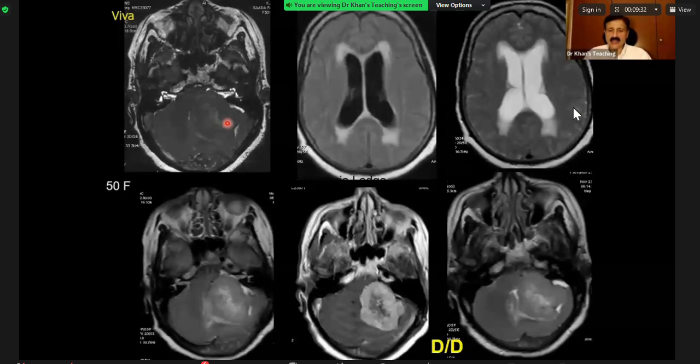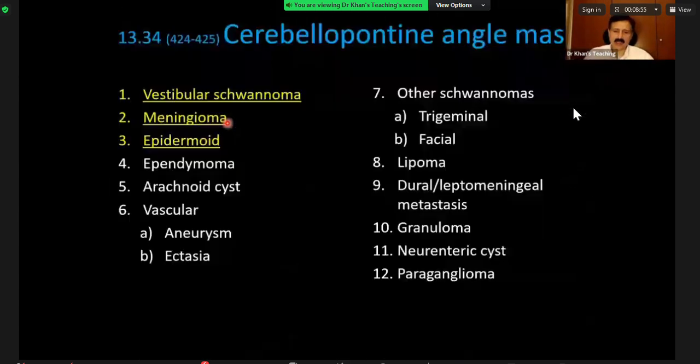Is it going inside the IAM? More likely schwannoma, though meningiomas at times can also go in. Is there a dural tail sign, which is not an absolutely pathognomonic sign of meningioma, but of course it is seen in meningiomas? Is there a cystic component? If there is a cystic component, schwannoma. Meningiomas will not show a cystic component. Is there calcification? Calcification, meningioma. Is there bony hyperostosis? Meningioma. So this is how you differentiate between the two.